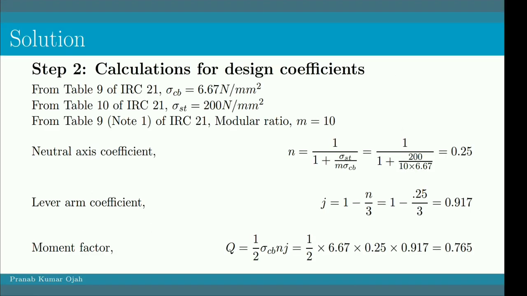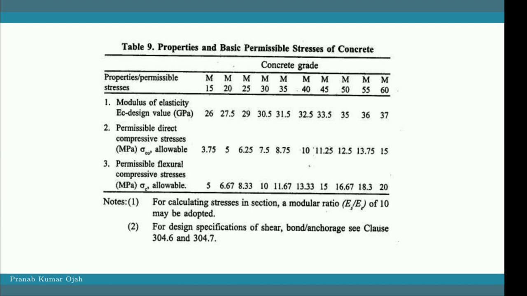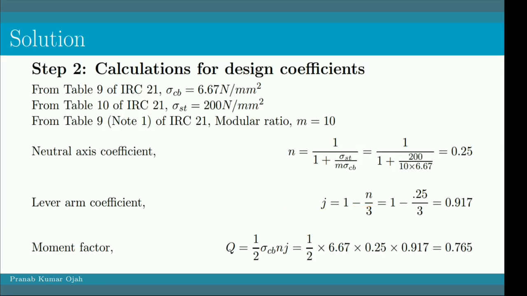Next, we have to note down the modular ratio, which is m, from the table 9 note 1. See, this is the note 1 for calculating stresses in section. A modular ratio Es by Ec of 10 may be adopted. This is given in the note 1 of table 10 of IRC 21.